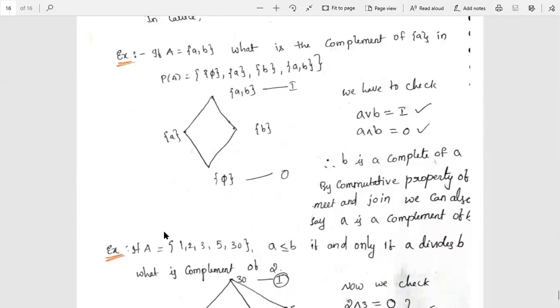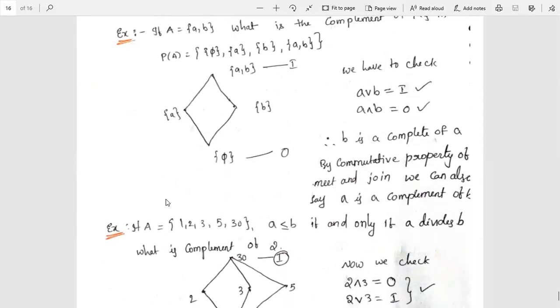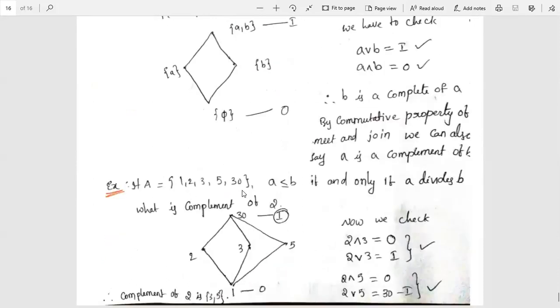Next example: A is equal to {1, 2, 3, 5, 30}. We have the elements 1, 2, 3, 5, 30, and the relation is a ≤ b if and only if a divides b. What is the complement of 2? We have to check the complement of 2 in this given lattice.